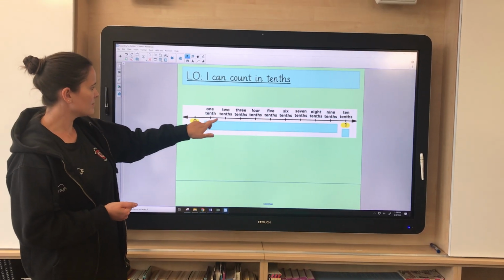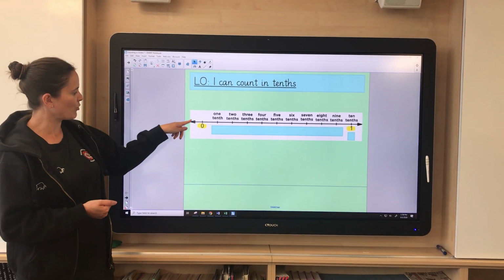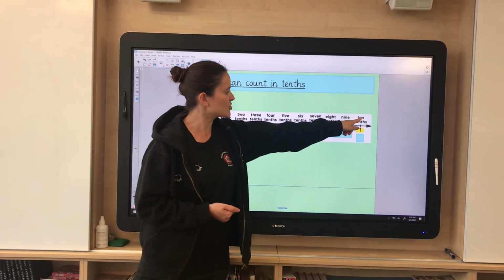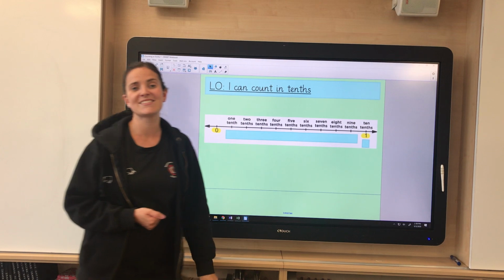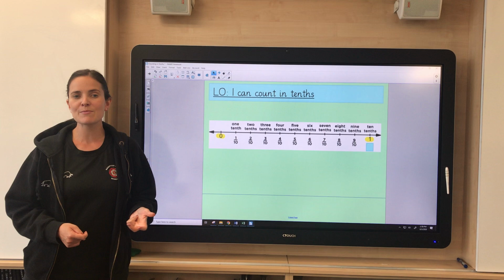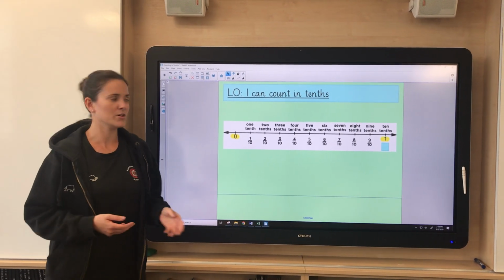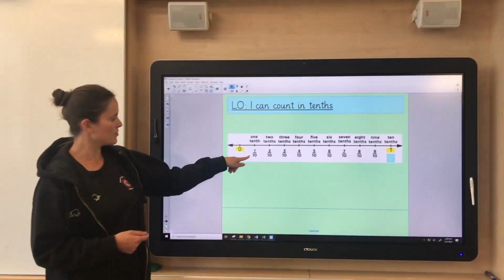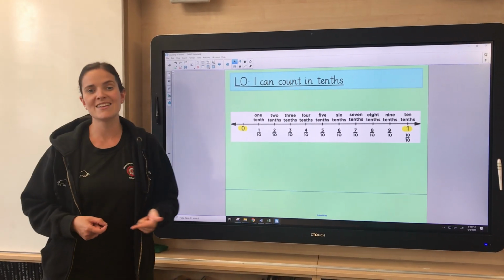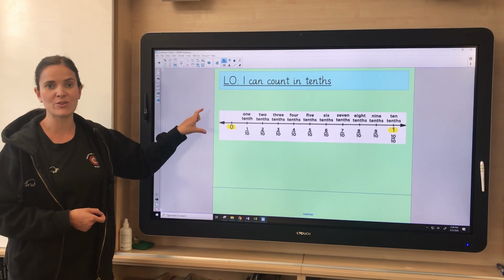Now, what I've got here is some vocabulary for you. You can see how we go from 0 up through the tenths until we get to 10 tenths, which is the same as one whole. And underneath here, I've got the same maths, but written as a fraction rather than as words. So we go from 0 and then 1/10 all the way up to 10 tenths and one whole. This will help us with the work we're going to do today.